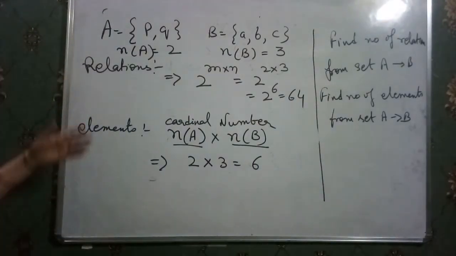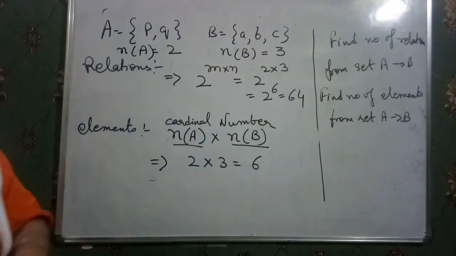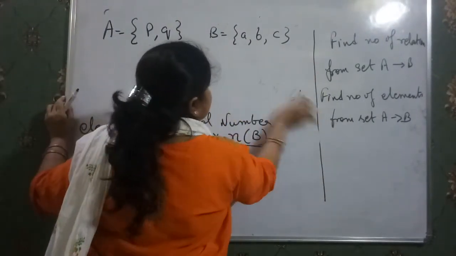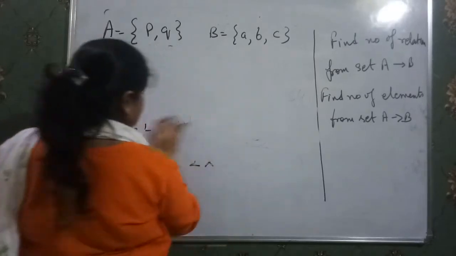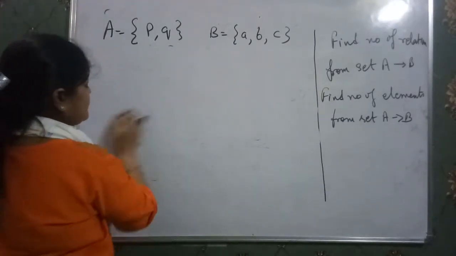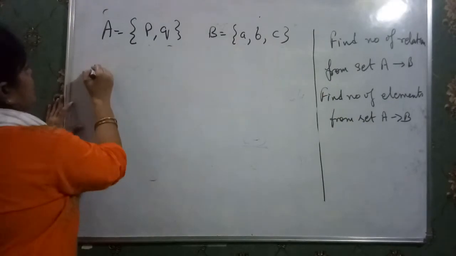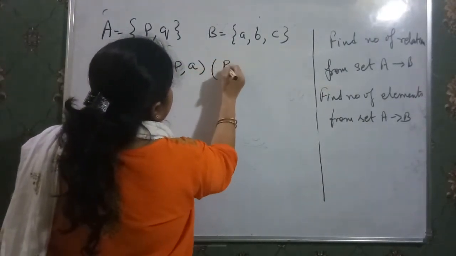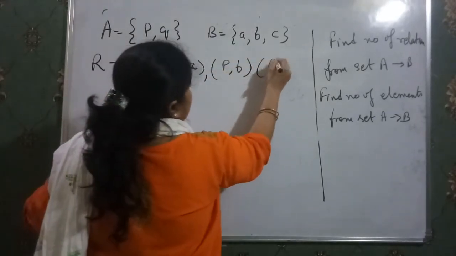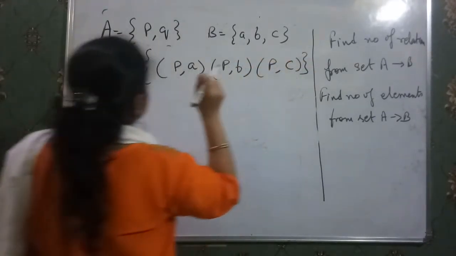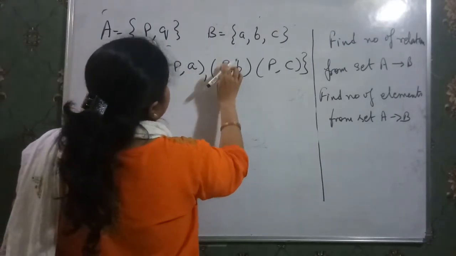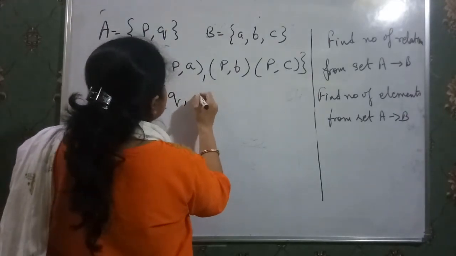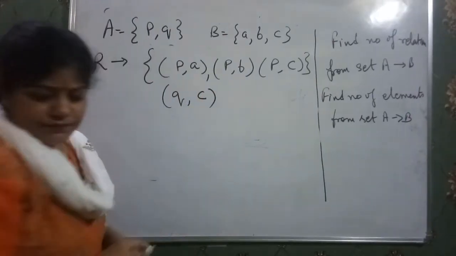Okay, I think almost every topic I have covered. One more topic is left here, which I am just going to explain. You have to find the inverse of a relation. For example, a relation is given here: (p, a), (p, b), (p, c), for example, or (p, a) and (q, c). I just leave it.